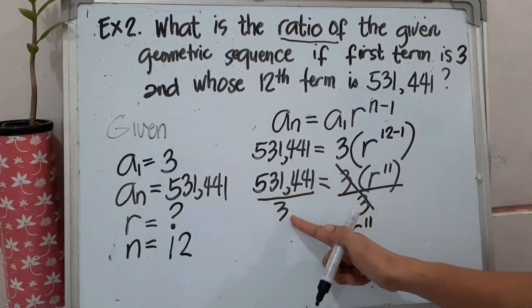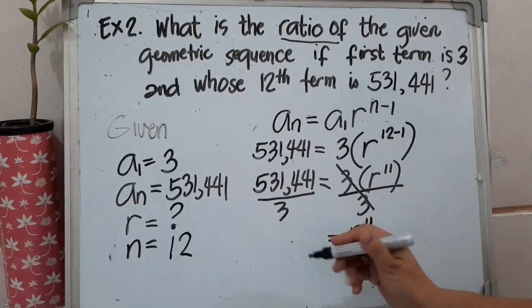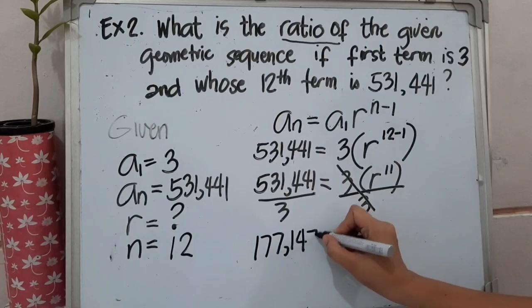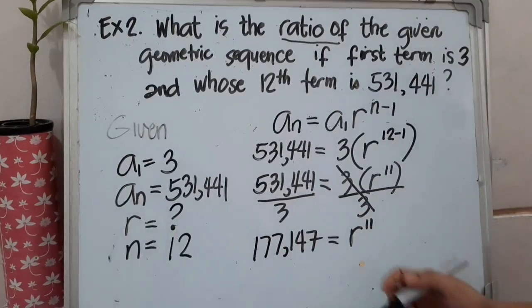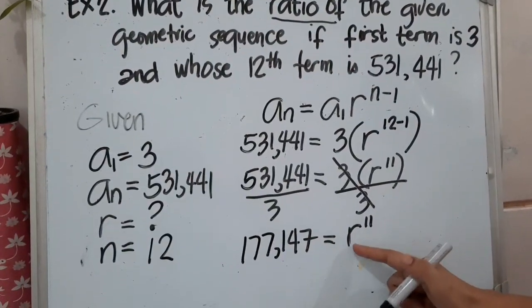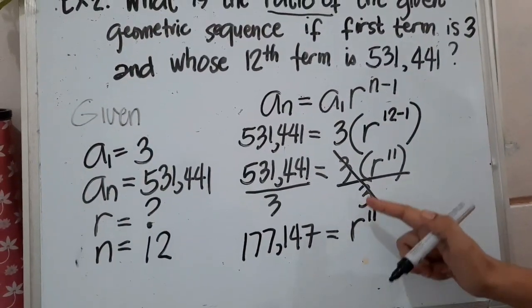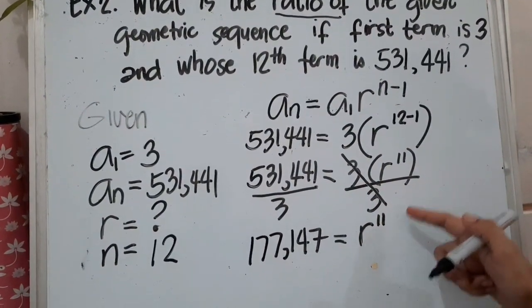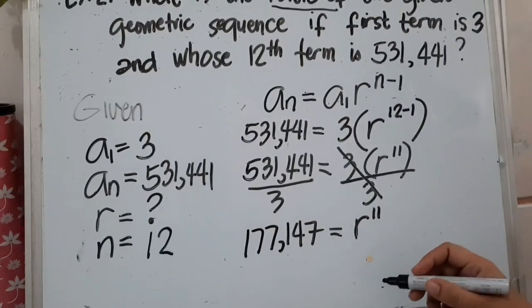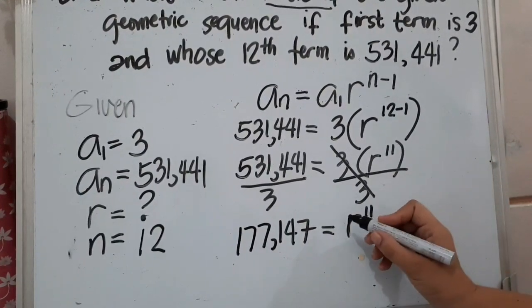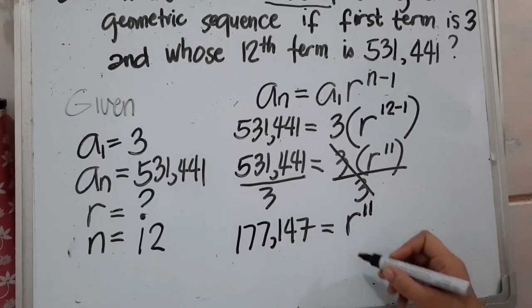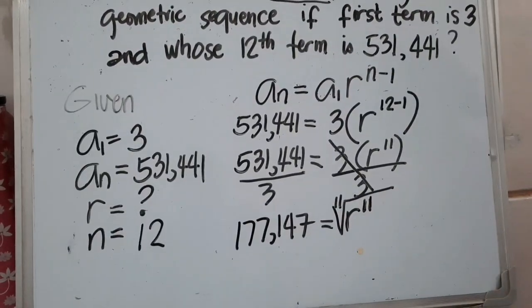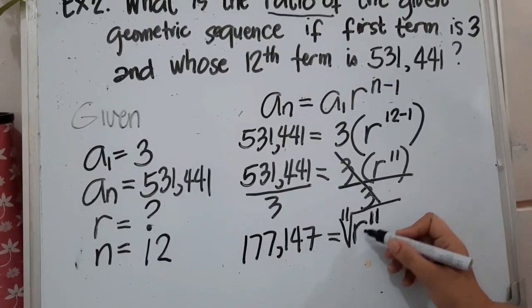531,441 divided by 3. You can use your calculators. The answer is, yes, 177,147. I hope we have the same answer. So we have here 177,147 equals r raised to the power of 11. Since we have to solve for r alone and not r raised to the power of 11, we have to simplify this radical sign. So how do we do it? We are going to use the extracting of roots. How do we extract our roots? If this is raised to the power of 11, then we are going to have the 11th root of r raised to the power of 11. That makes that one equal only to r.